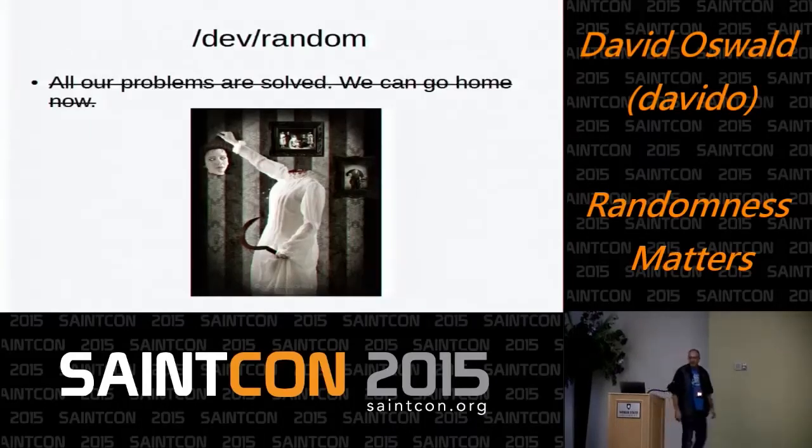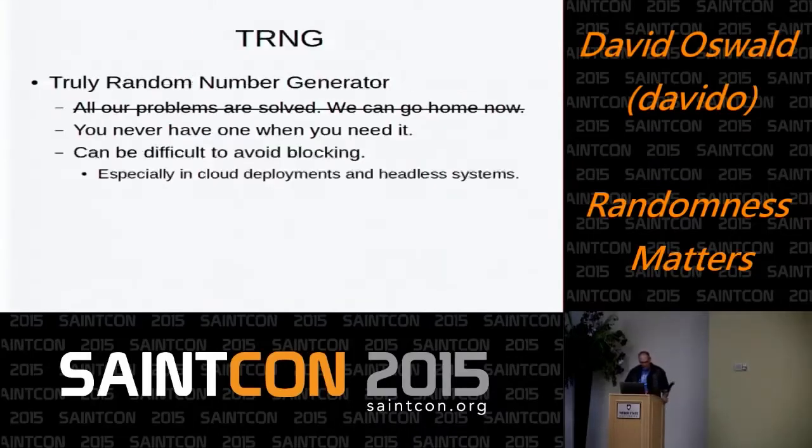One of the problems with truly random number generators is that you might be in the cloud, you might be in other places like that. So what about /dev/random? Well, /dev/random is good, but the problem is, what about headless systems, for example, where entropy arrives very, very slowly? So with truly random number generators, you never have one when you need it, and it can be difficult to avoid blocking, as is the case with /dev/random.